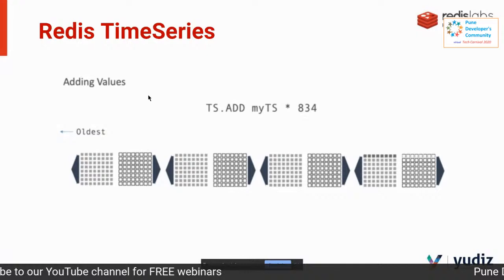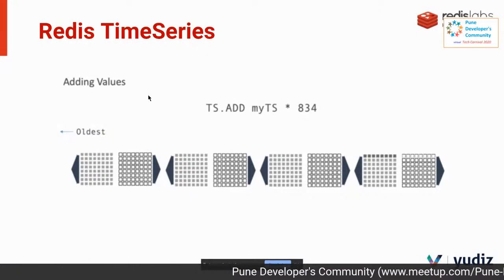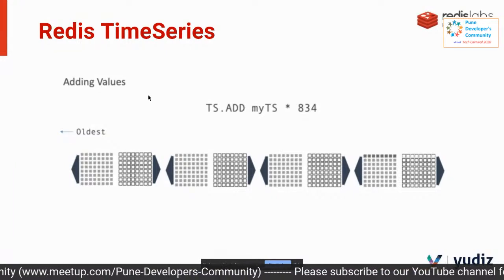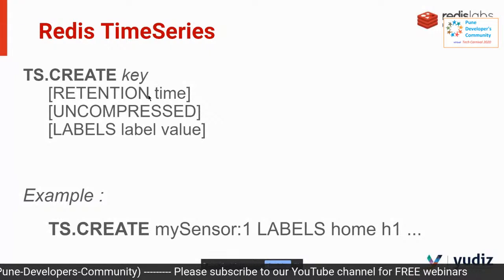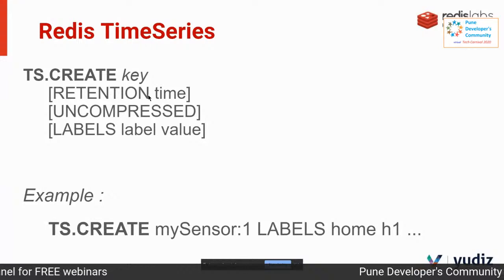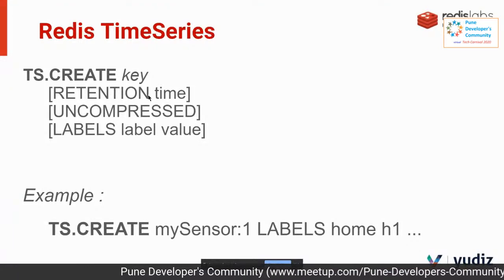But as we add the data, it gets added into the chunks, and once a chunk is full, it moves to the next chunk. Here, yeah. So our first command is ts.create. ts.create is used to create a time series key.